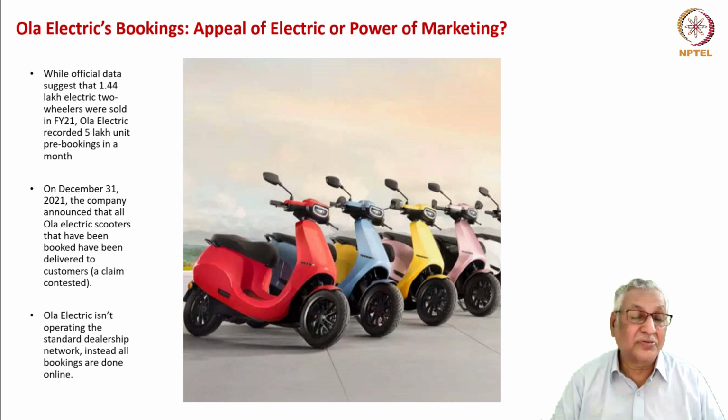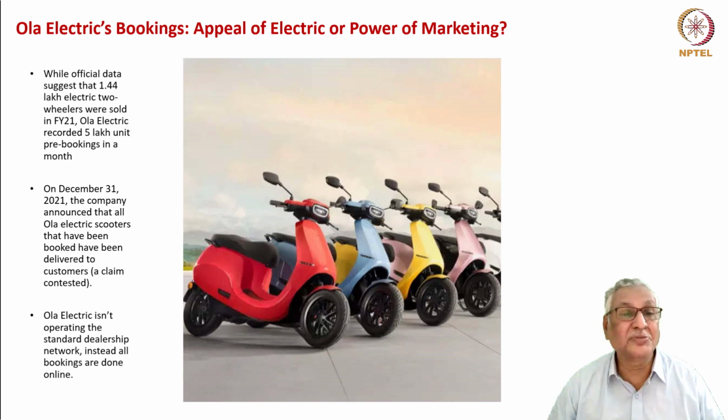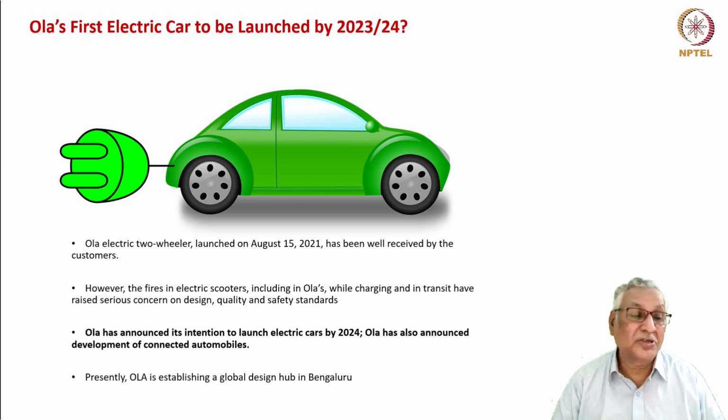Ola Electric has done something which no automobile company has done to date in India. It has gone completely digital in terms of booking and the sales process. Whether it is the appeal of electric or the power of marketing, the future will tell. But Ola Electric has shaken up the conventional selling processes through the digitization mechanisms it has opened up. Ola is also planning to launch an electric car by 2023-24. Many experts believe that it is an ambitious plan, in fact, a far too ambitious plan given the glitches that are being experienced already in the electric scooter segment.